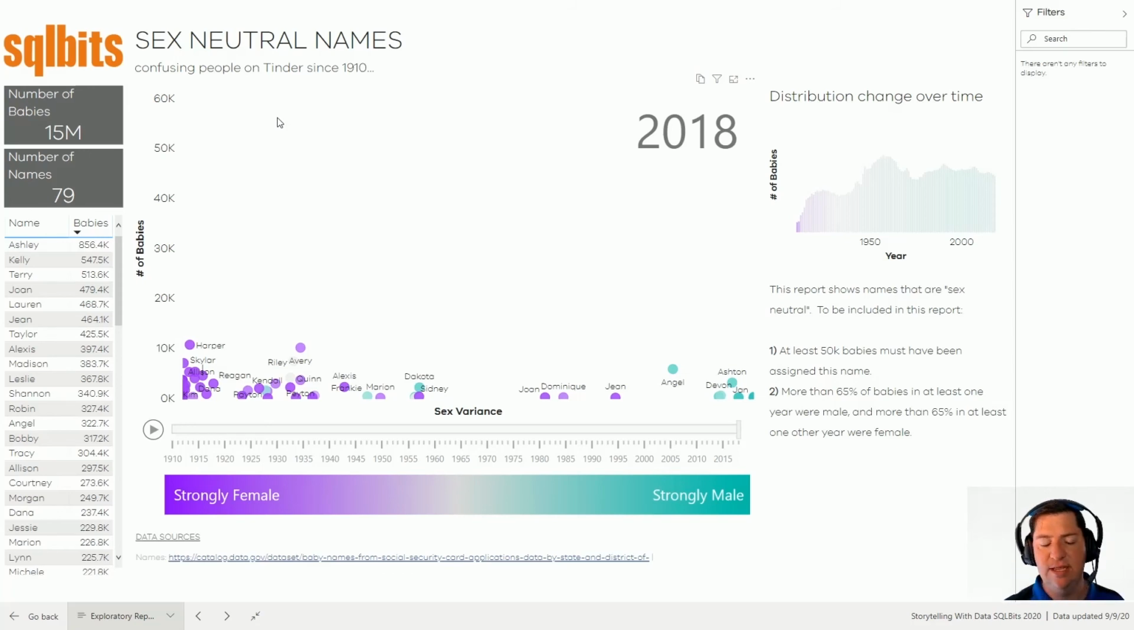So the first thing is, I said that this has to be a fairly common name, so there have to be at least 50,000 babies born with this name over the data set that I have. So it's narrowed it down to a subset of the data. And then I've said that in at least 1 year, 65% of babies born must have been male, and at least 65% must have been female in another year that were given this name. So basically that says that at one point in time, this was much more strongly associated with males, and at another point in time, it was much more strongly associated with females.